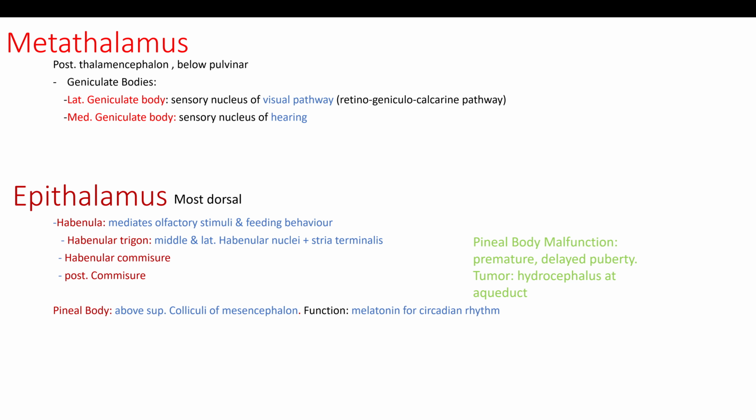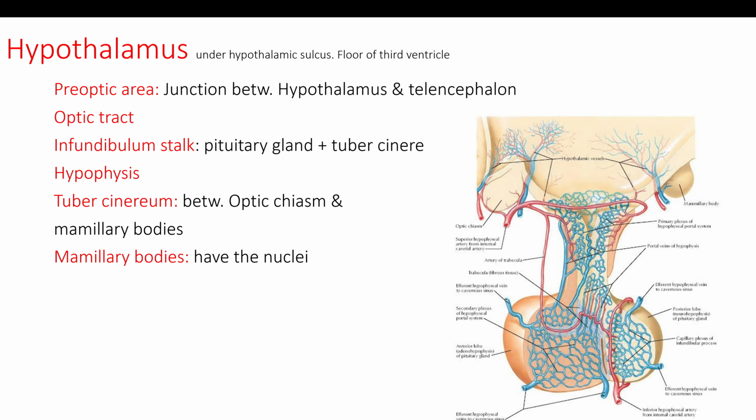Then we have to go to the epithalamus, one of the most dorsal parts of the thalamencephalon, which consists of many parts. The habenula is composed of white matter.